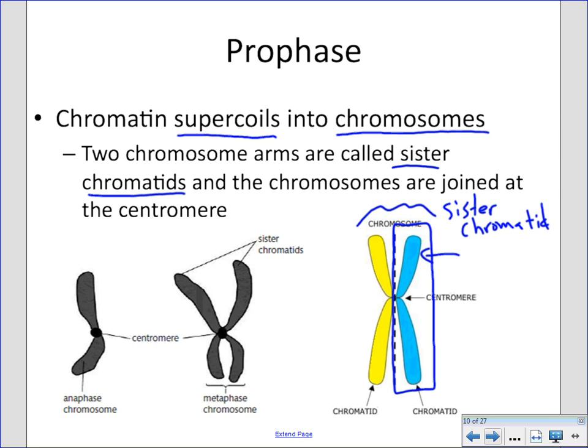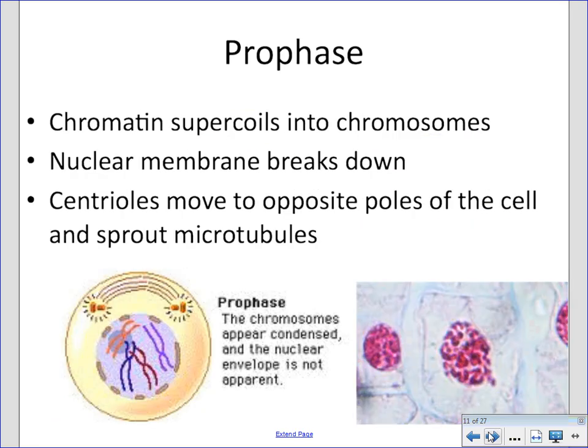And those sister chromatids are joined at a point referred to as the centromere. So the centromere will connect those two chromatids together. In prophase, once the chromatin is supercoiled into the chromosomes, the nuclear membrane will then break down, and the centrioles that have been duplicated will move to opposite poles of the cell.